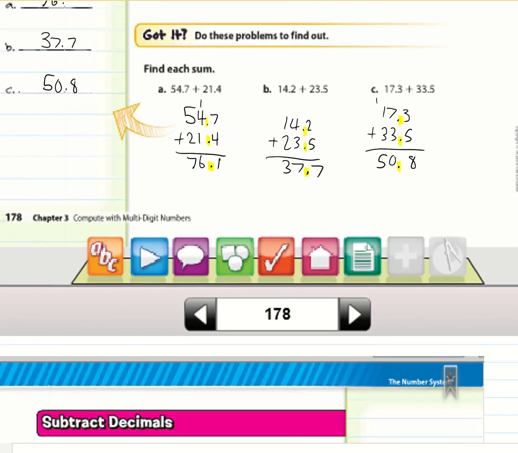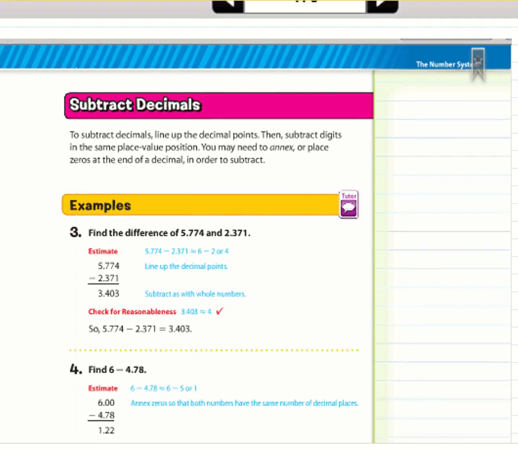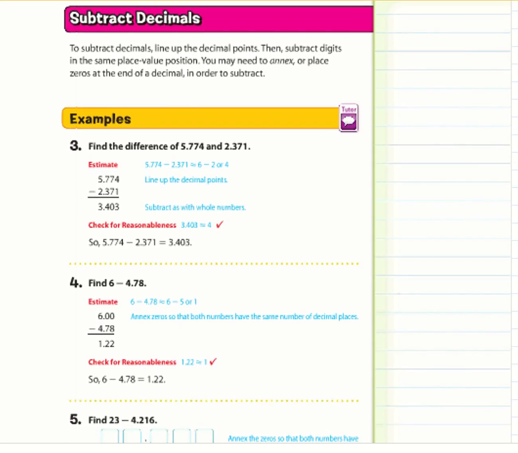So we are going to move on to page 179, and this is when we're going to be focusing on subtracting decimals. Example 3, find the difference of 5 and 774 thousandths and 2 and 371 thousandths. The main word we're going to look at is difference. This is our review word. Difference is the answer of a subtraction problem. So we're going to take 5 and 774 thousandths, and we're going to subtract 2 and 371 thousandths from that.